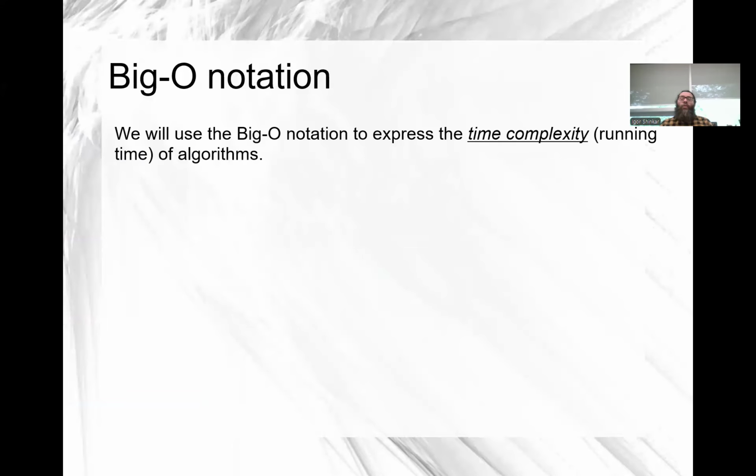So we will use this big O notation. Okay, so here's what we're doing now. We'll use big O notation to express the running time or the time complexity of our algorithms.